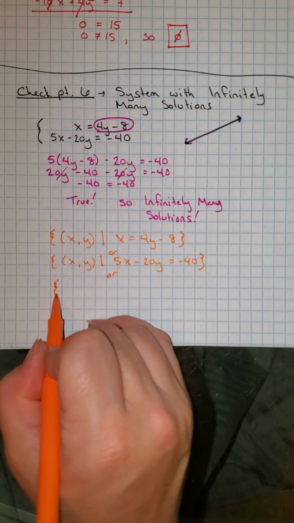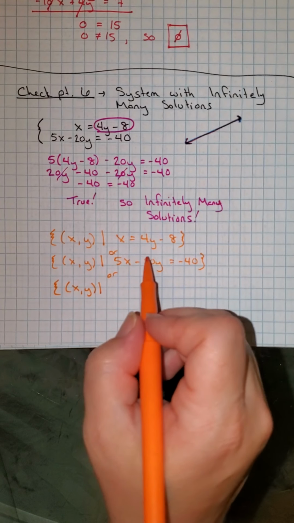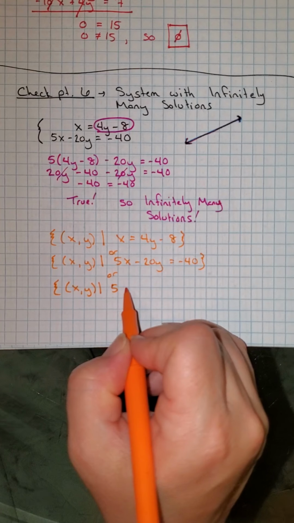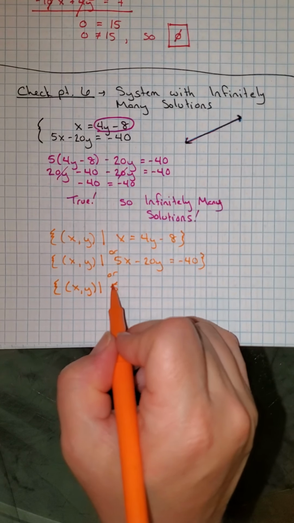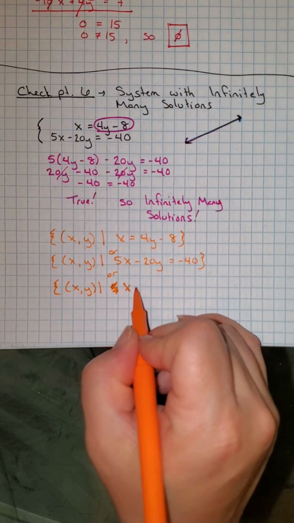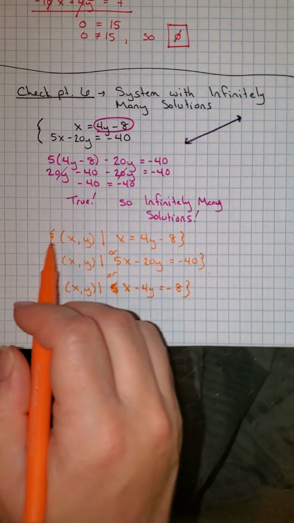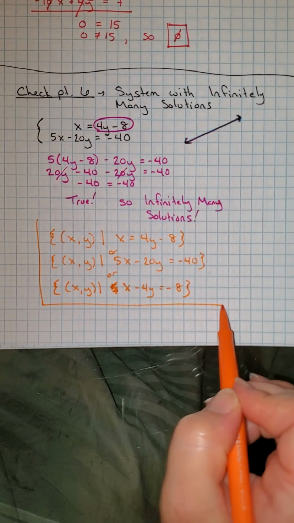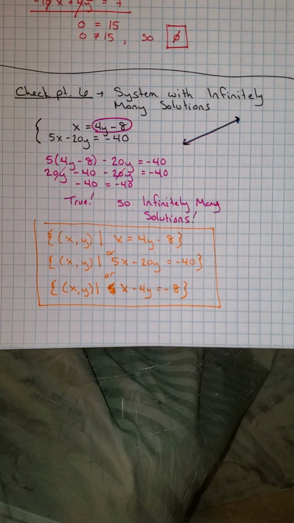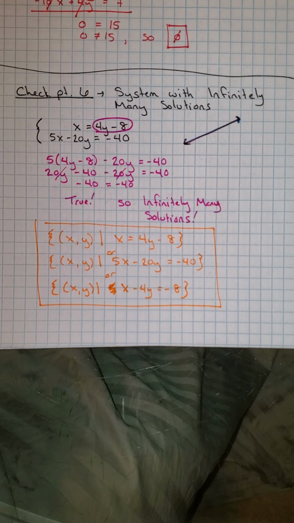You could have all x's and y's where, let's say we had moved the 4 over. Or actually just divide this one by 5. So x minus 4y equals negative 8. Okay, any of those are fine answers. It's just saying it's all points on that line. Alright, so that's infinitely many solutions.